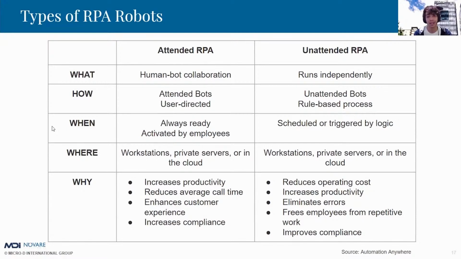For unattended RPA, unattended bots can be operated on a preset schedule, or they can also be triggered by logic in the process flow. As long as there is no human intervention, it can be considered an unattended robot. And unattended robots can run 24/7.